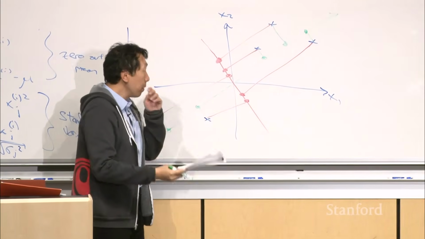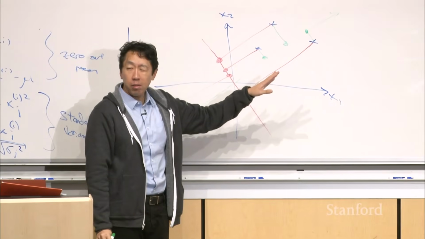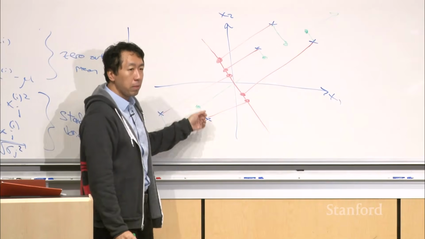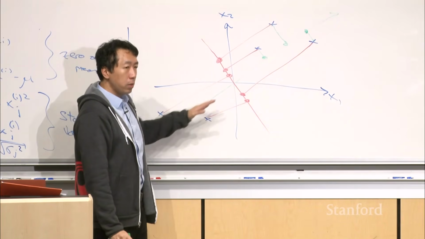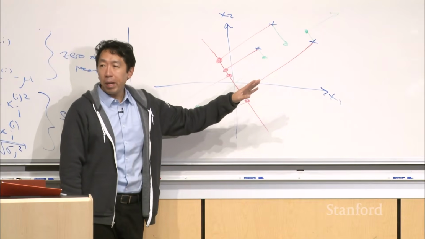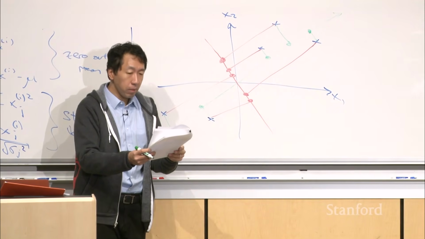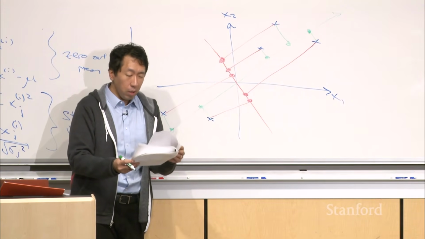For PCA, what we would like to do is define the direction of that green line so that when you project your training examples, the blue crosses, onto this green line, you minimize the sum of squares of the projection distances. That would be one possible way to define PCA.